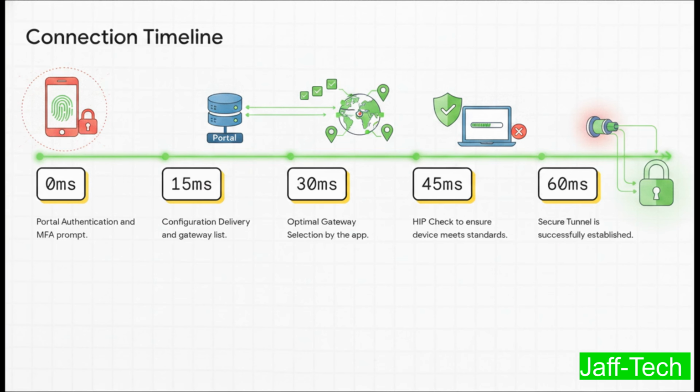list of gateways. At 30 milliseconds, the app analyzes that list and selects the optimal gateway. By 45 milliseconds, we hit the crucial HIP check to assess your device's security. And at 60 milliseconds, the tunnel is successfully established. 60 milliseconds. It's an incredible, highly choreographed symphony happening totally behind the scenes.